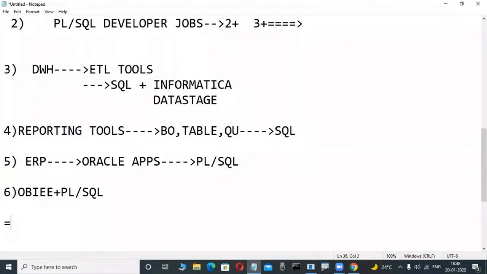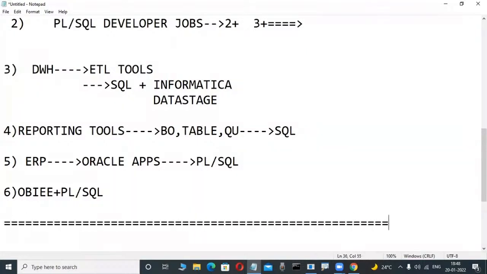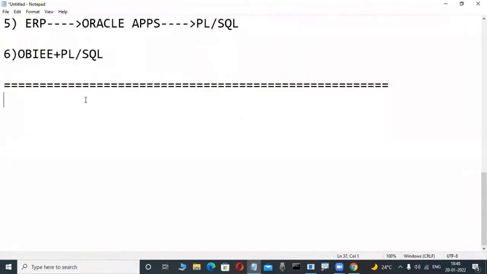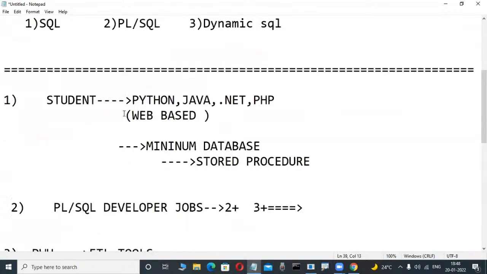Suppose you are not interested in the programming side, and you want the administration side, you want those jobs. In that case, DBA courses are there: Oracle DBA, SQL Server DBA, MySQL DBA, database administration courses. These persons also need minimum knowledge before learning those courses. Minimum SQL knowledge is required, and these persons also learn these types of courses.